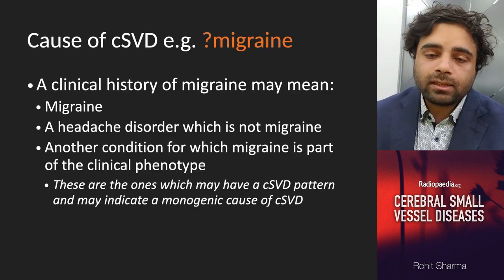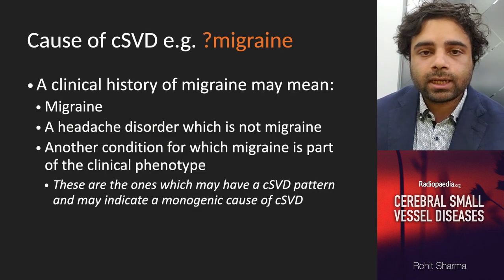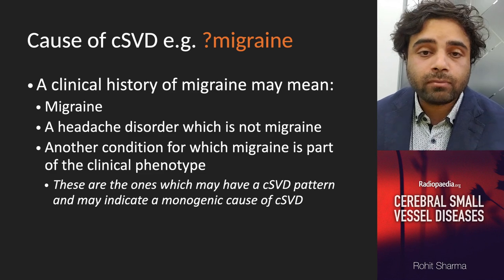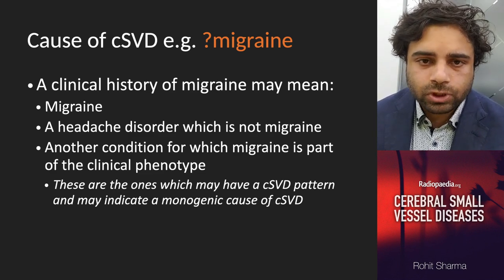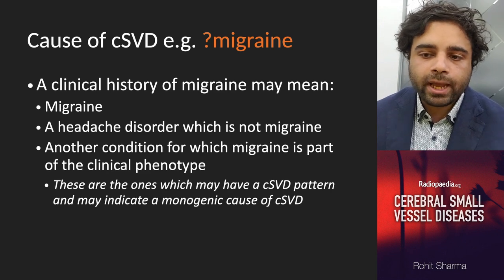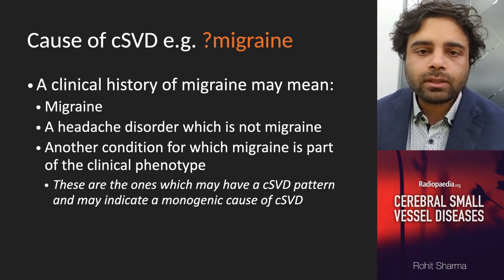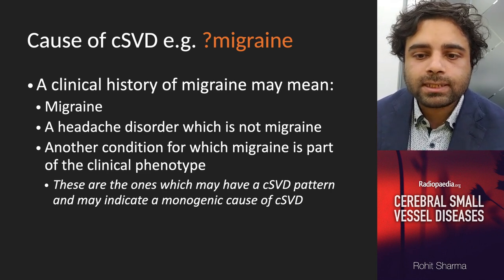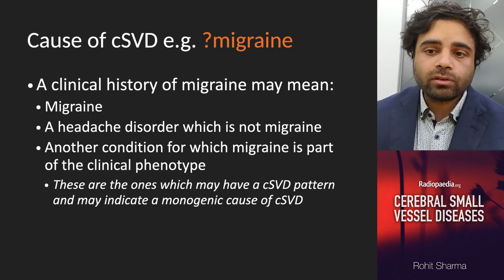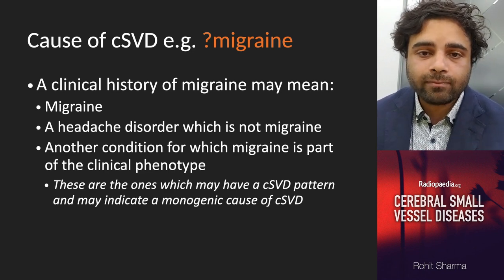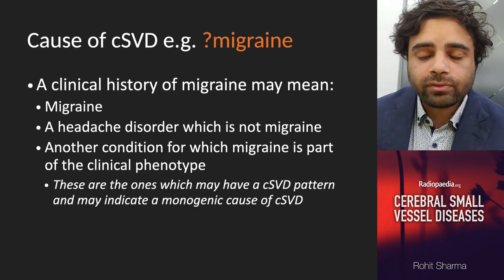The other clinical history that I think should just ring alarm bells is the history of migraine. Now, a history of migraine in almost all cases will just mean a history of migraine or a headache disorder which is not migraine. But the migraine is important because there are lots of cerebral monogenic causes of small vessel disease, which actually have migraine as a very early feature of the disease. And it's important to be aware of this.